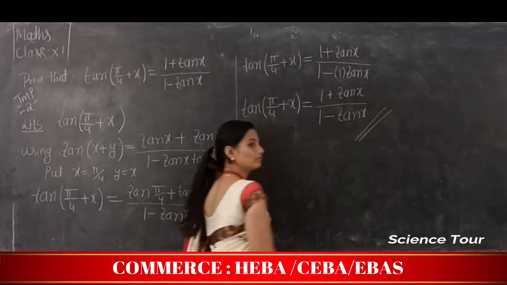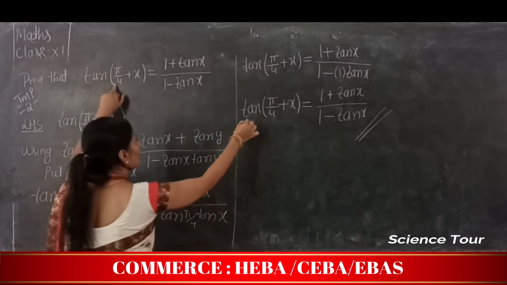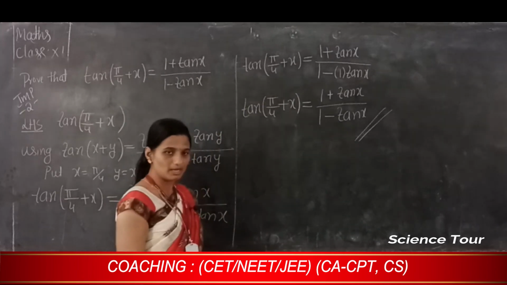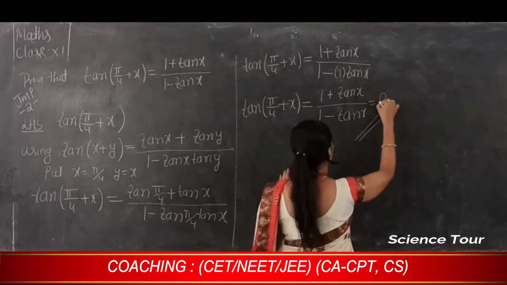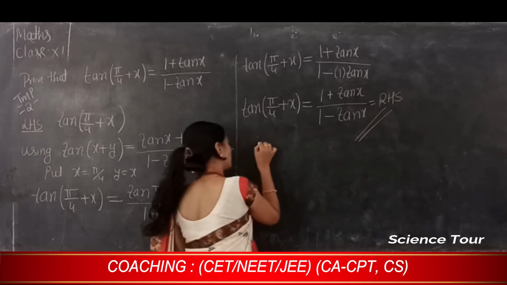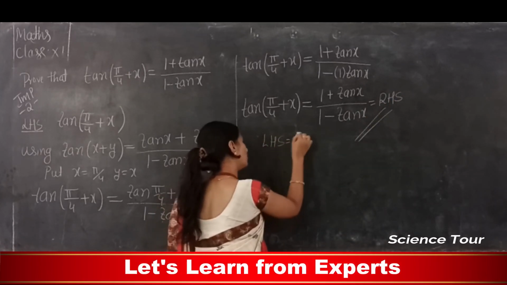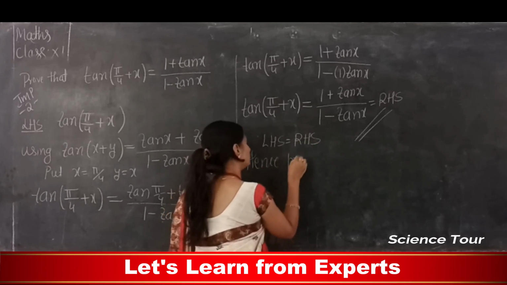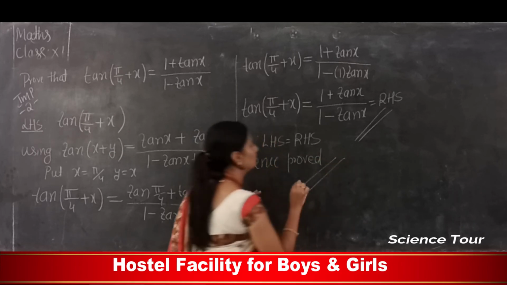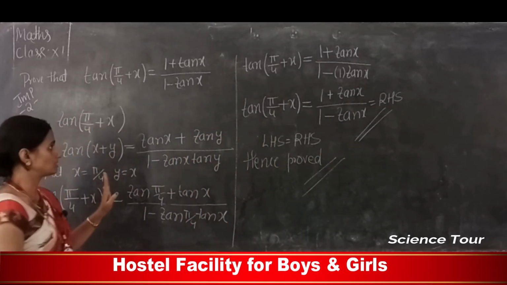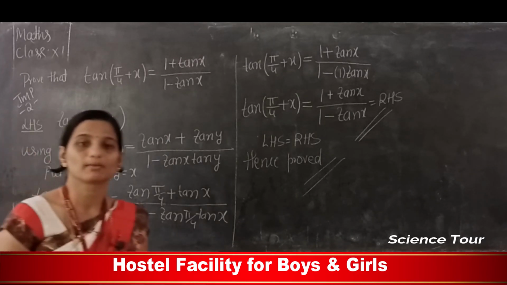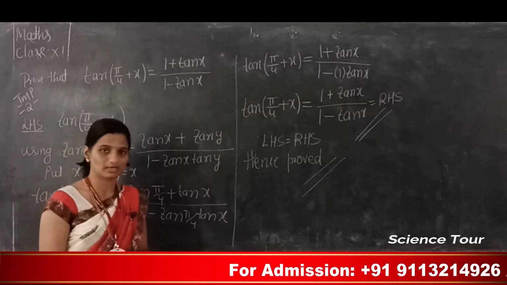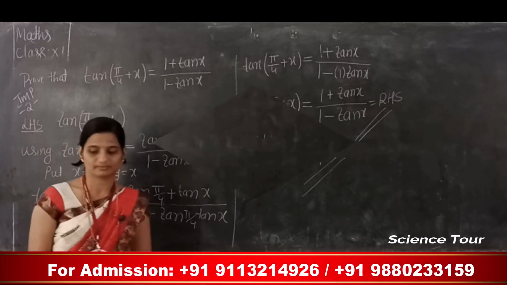Is this the proof? Yes, it is proof, because tan(pi by 4 plus x) is equal to 1 plus tan x divided by 1 minus tan x, which is equal to the RHS side. So therefore LHS side is equal to RHS side, hence it is proved. Important for 2 marks. Formula important. What is tan(pi by 4 plus x)? It is 1 plus tan x divided by 1 minus tan x.